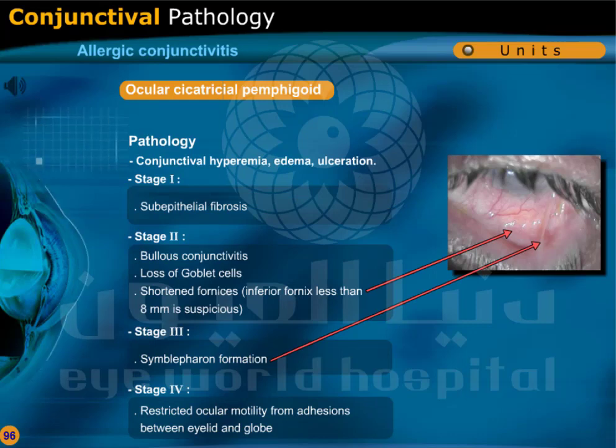Various stages of ocular cicatricial pemphigoid. Stage 1: subepithelial fibrosis. Stage 2: bullous conjunctivitis, loss of goblet cells, shortened fornices. Inferior fornix less than 8 mm is suspicious. Stage 3: symblepharon formation. Stage 4: restricted ocular motility from adhesions between eyelid and globe.